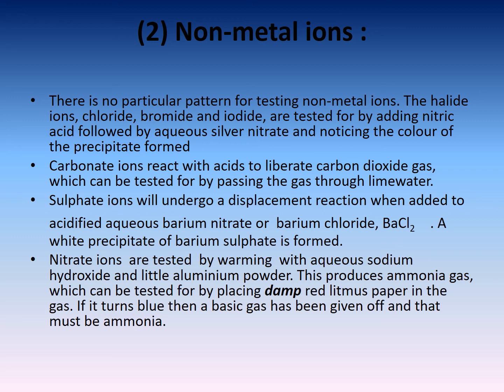Nitrate ions are tested by warming with aqueous sodium hydroxide and a little aluminium powder. This produces ammonia gas, which can be tested for by placing damp red litmus paper in the gas. If it turns blue, then a basic gas has been given off, and that must be ammonia.